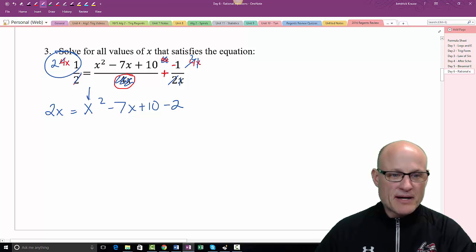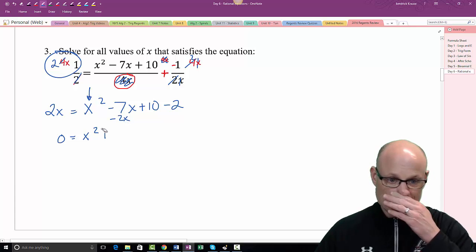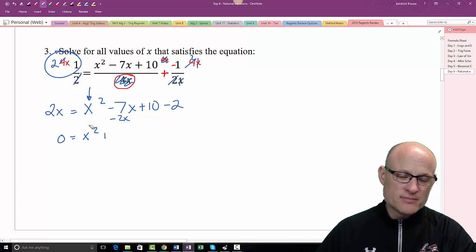My x squared's positive right here, so I'm going to leave that there and I'm going to subtract this 2x over. So I get 0 equals x squared, oops, excuse me, minus 9x plus 8.